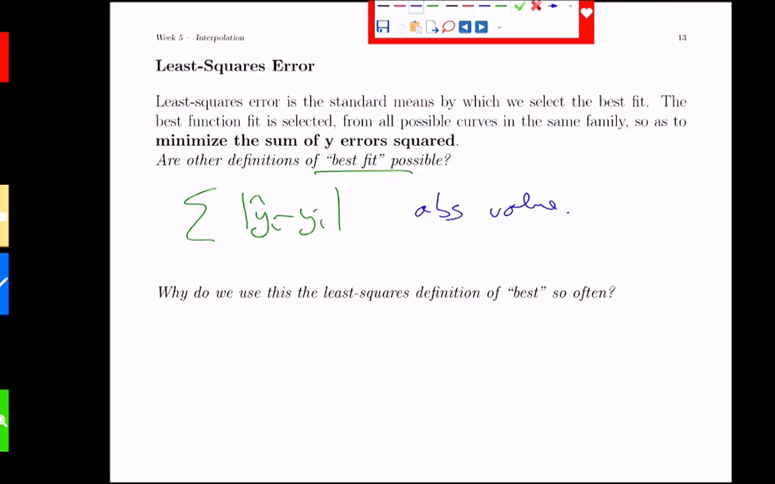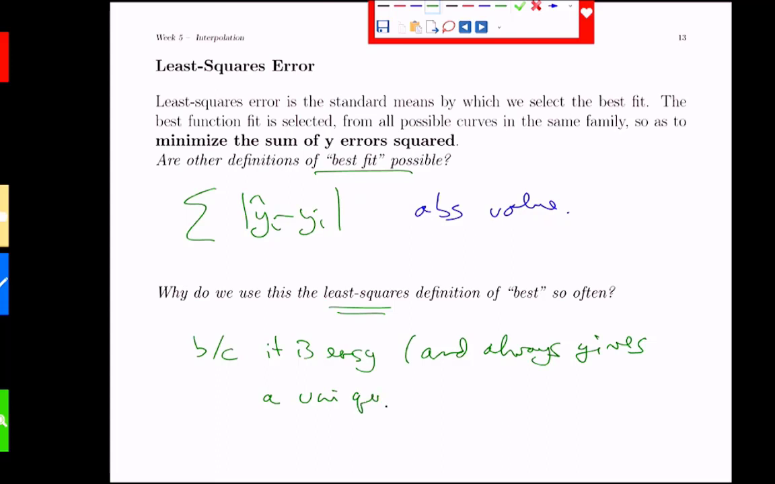Honest to God, the reason we do quadratic fits and use it as best fit so often, it's really least squares fitting, and it's because it is easy. And always, little subtext, always gives a unique answer. Okay. And this all comes from calculus. Because if you think about what we want to do, we want to minimize the error. We want to choose our parameters. We want to choose our lines so we minimize the error.